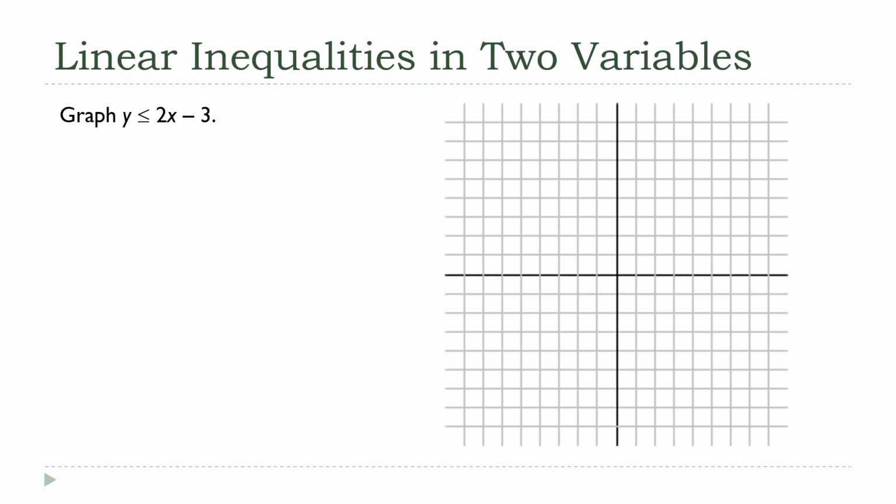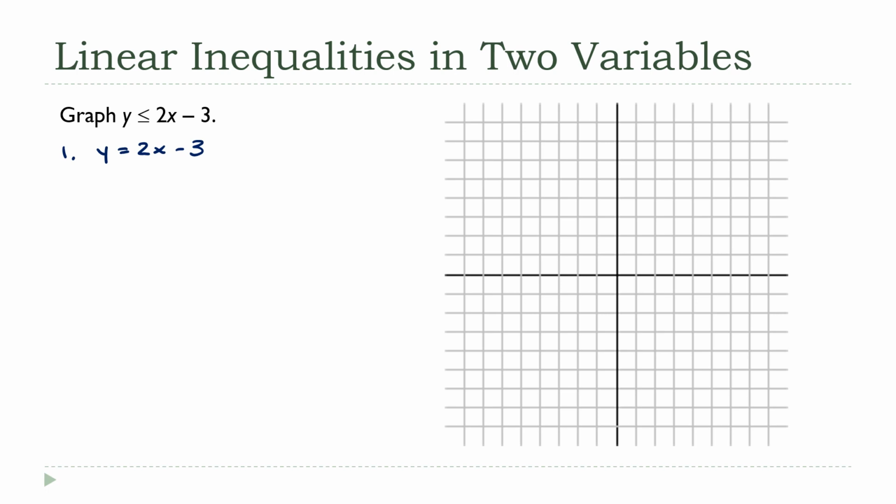So I have a basic inequality for us to start with over here, y less than or equal to 2x minus 3, and I want to graph the solutions to this. There's a couple steps in the process. The first thing I'm going to do is take this inequality and convert it to an equation. So I'm going to make it y equals 2x minus 3. And I'm going to graph that.